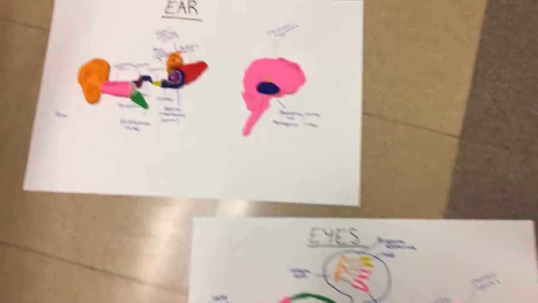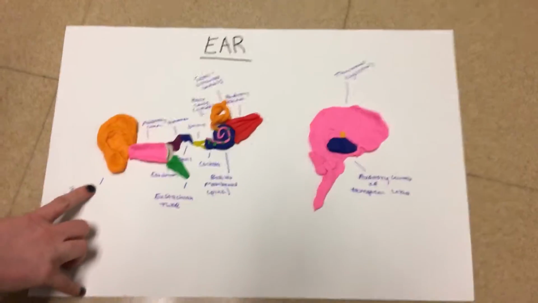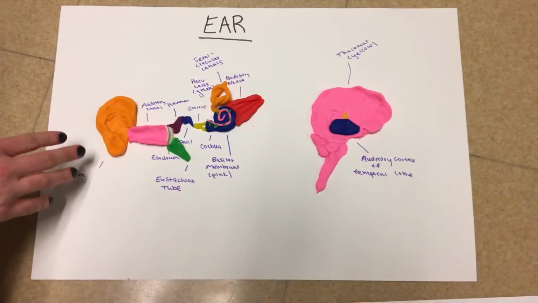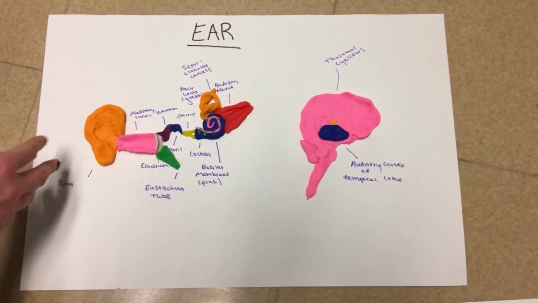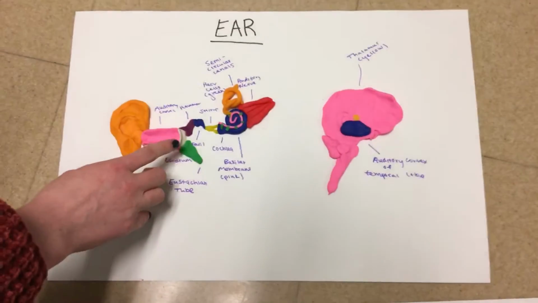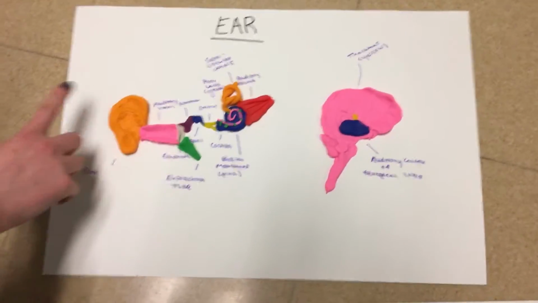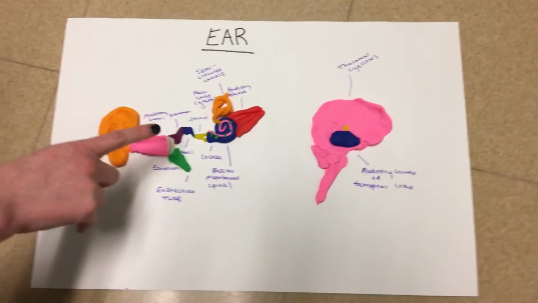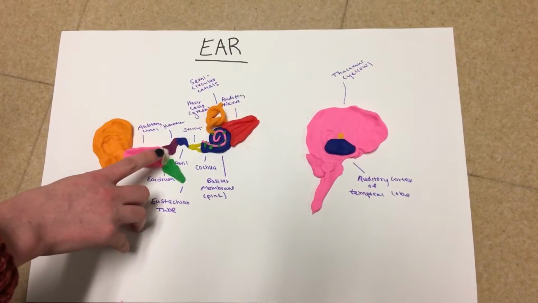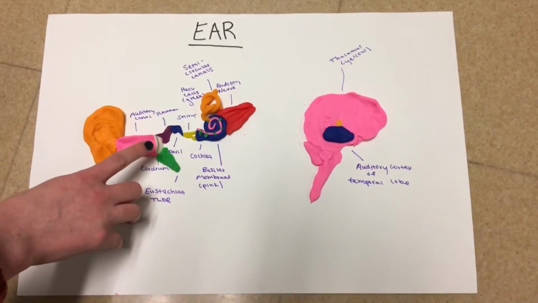Okay, and then for the ear, this is the pinna, which is the outer ear, and it collects sound and directs the sound to the outer ear canal. And then the auditory canal is the area between the outer ear and the eardrum. The eardrum, also known as the tympanic membrane, which is this white piece, is a thin membrane that vibrates when sound waves reach it.